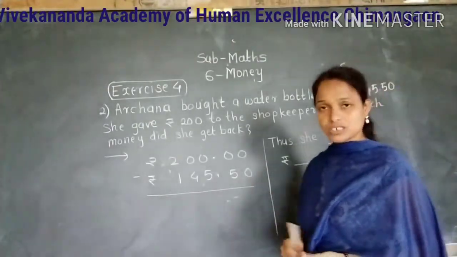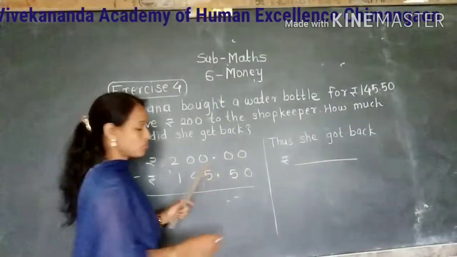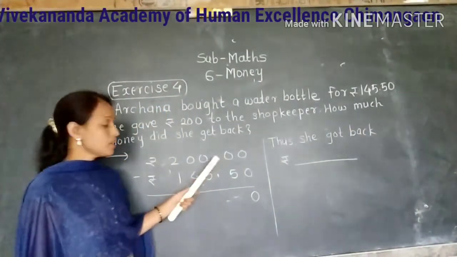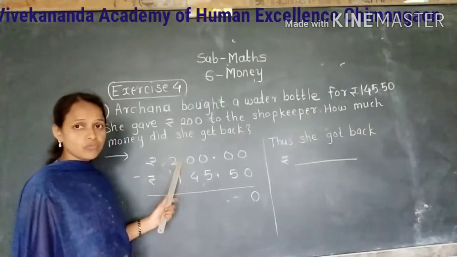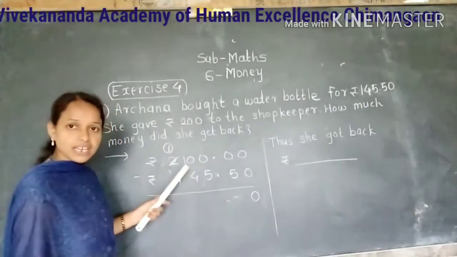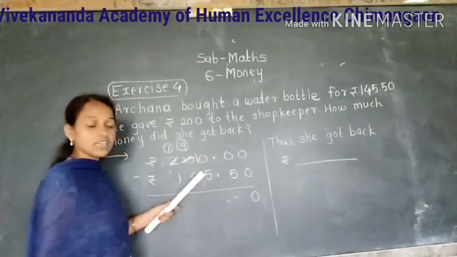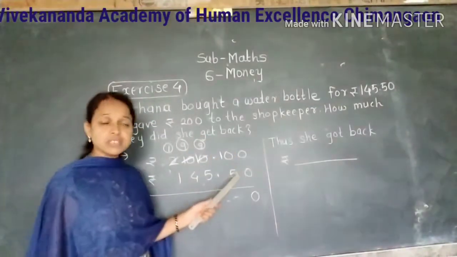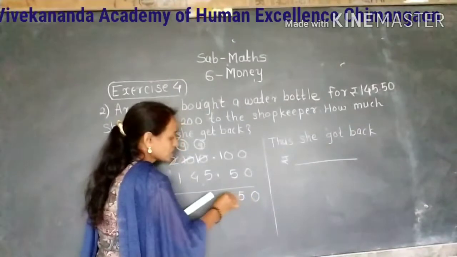Now we subtract it. Okay, so look here, first we start from the right side. 0 minus 0, 0. Now here we cannot subtract 5 from 0, so we have to borrow. But here also 0, then here also 0, so we have to borrow from 2, so here 1 remains and this 0 becomes 10. Again we borrow from 10, so here 9 remains and here becomes 10. We borrow from here, 10. Here 9 remains and here 0 becomes 10. Now we subtract 5 from 10. 10 minus 5, 5. Here put the dot.